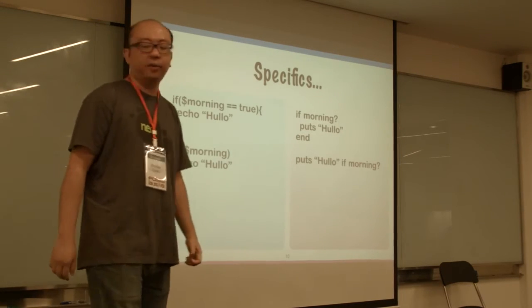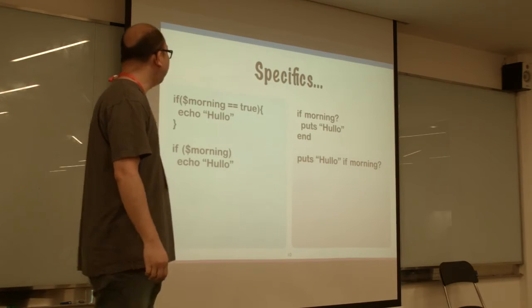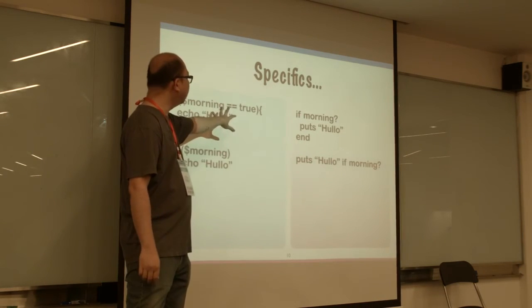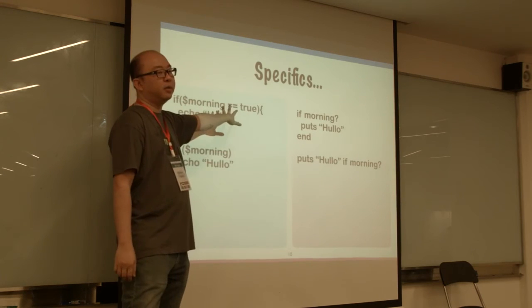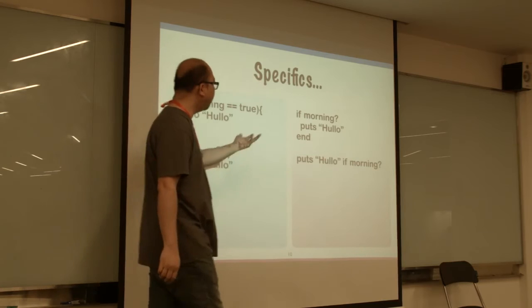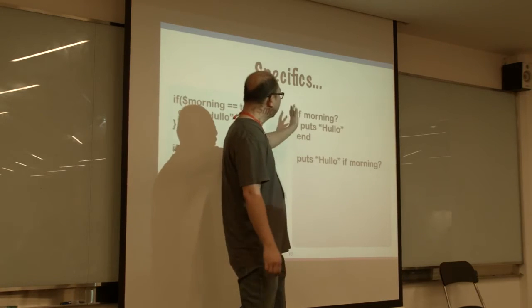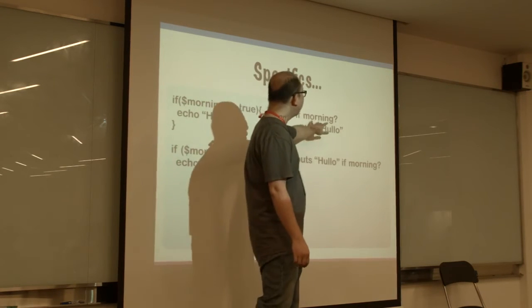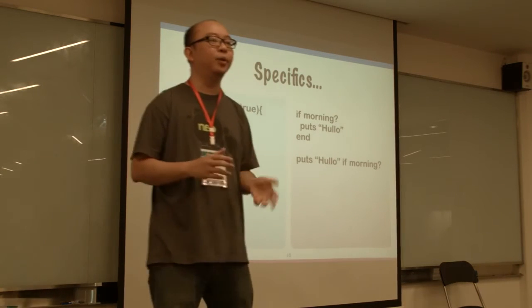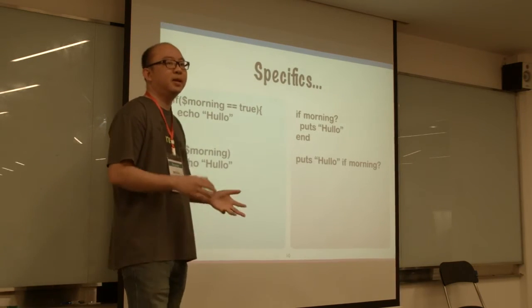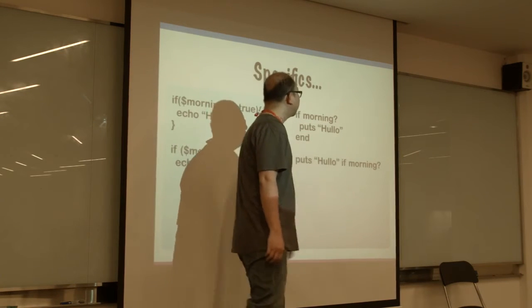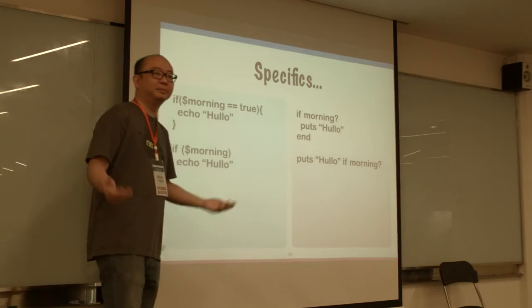More specifics about flow control. For example, in PHP, you have the if statement with some condition. If the condition returns true, do something inside this block of code. Same thing in Ruby. Ruby has a very nice syntax. Anything with a question mark behind it is kind of like a Boolean, which means it's true or false. So if true, print the word hello. Good morning, by the way.